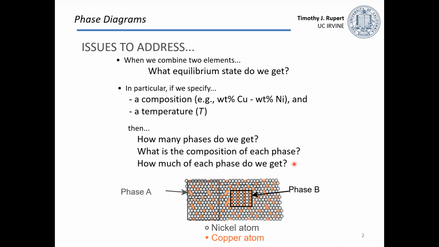And just as an example of something I've showed you before, this is an example of a two-phase material. So it's mixing together nickel and copper. In this case, one of the phases is a solid solution. So it's just sort of randomly mixed in there, and there's the original lattice. And another one is this phase B, where we're having some sort of ordered structure that forms.